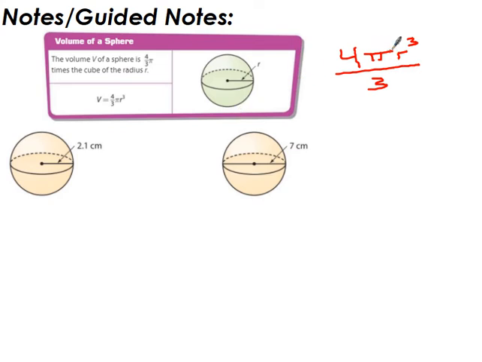So really the only value you need to know about this sphere to be able to find the volume of it is the radius. Once you know the radius, it's pretty easy. You just got to plug it in, multiply, do a little division, call it good. So for this first one here, 2.1 is the radius. So I'm going to plug that in for r in my formula. That'd be 4 pi times 2.1 raised to the third power, all divided by 3. So from here, I would do 2.1 to the third power first.